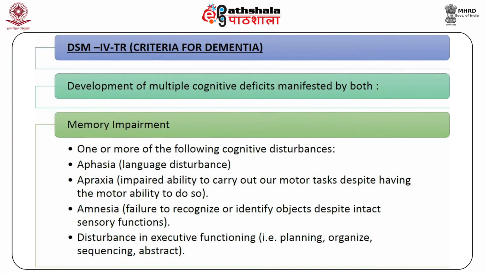Let us now know what is the DSM-4 TR criteria for dementia. The first point includes that the development of multiple cognitive deficits is manifested by both number 1, memory impairment, and number 2, one or more of the following cognitive disturbances. These disturbances are A. Aphasia, that is language disturbance. B. Apraxia, that is impaired ability to carry out motor tasks despite having the motor ability to do so.